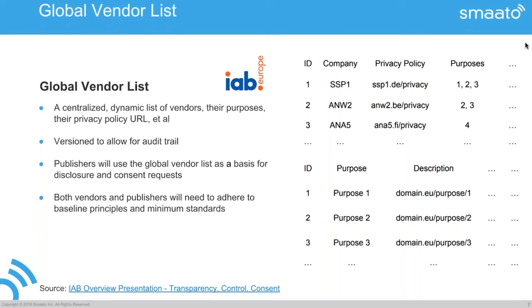This list is versioned so that there's an actual audit trail that is provided. So you can be sure that at this certain point in time, a vendor was actually on a list and was able to get a consent. There's certain configurations that you can take so that a certain vendor is actually displayed, a purpose that you're requesting consent for. But this really depends on each CMP's implementation.